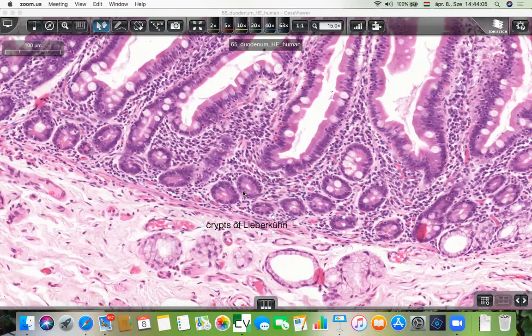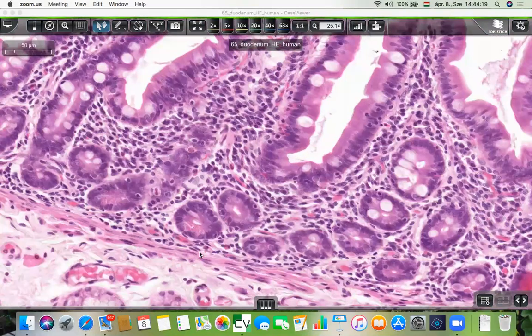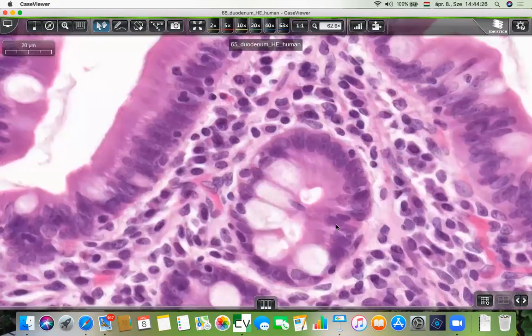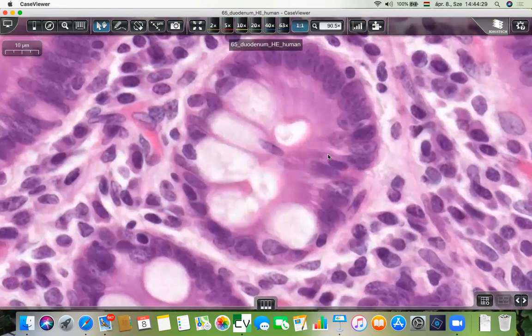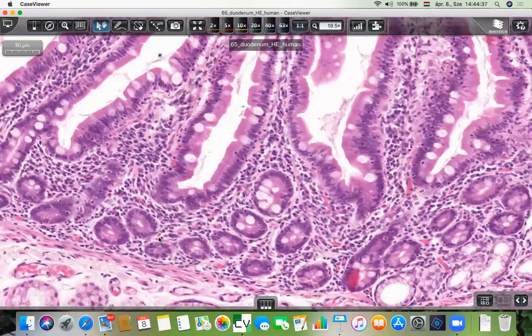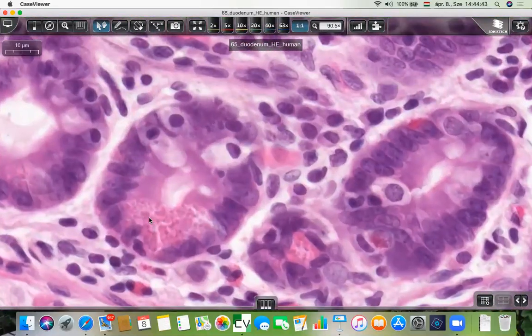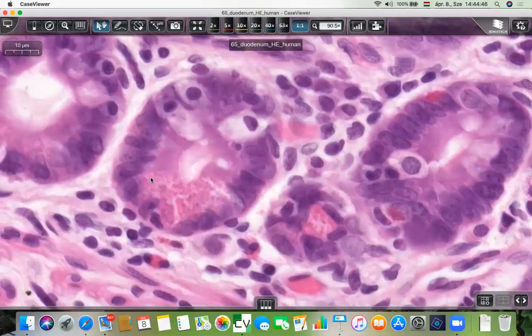And the crypts of Lieberkühn are built up by mainly enterocytes and goblet cells. But among them, we can find some other cell types as well. So let's see these cells. First, this is a good aspect. Here we have the simple columnar cells, the enterocytes, and these are the goblet cells. But I'm showing another one, this. So some of the cells are different.